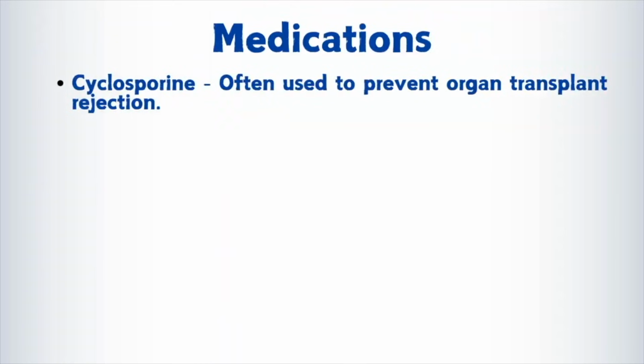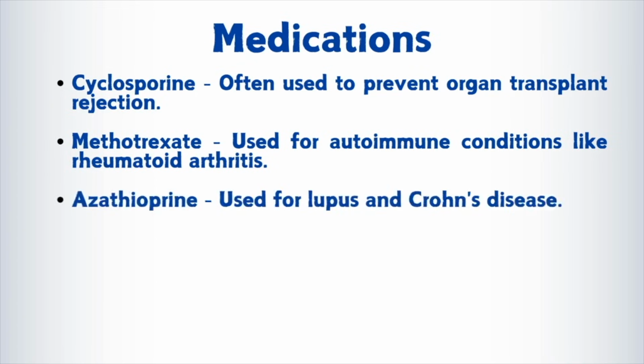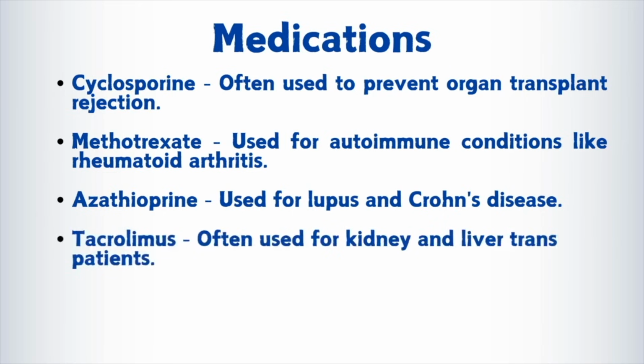Cyclosporine is often used to prevent organ transplant rejection. Methotrexate is used for autoimmune conditions like rheumatoid arthritis. Azathioprine is used for lupus and Crohn's disease. Tacrolimus is often used for kidney and liver transplant patients.